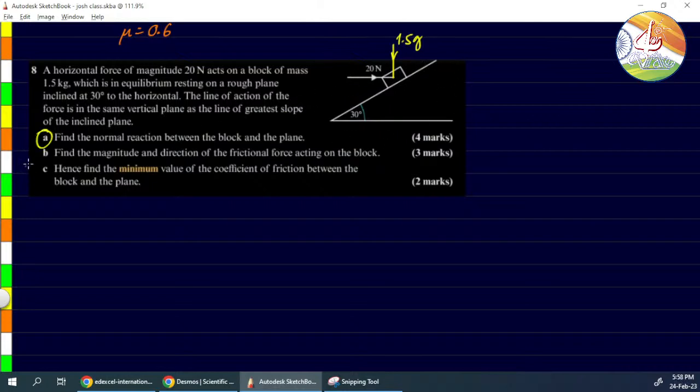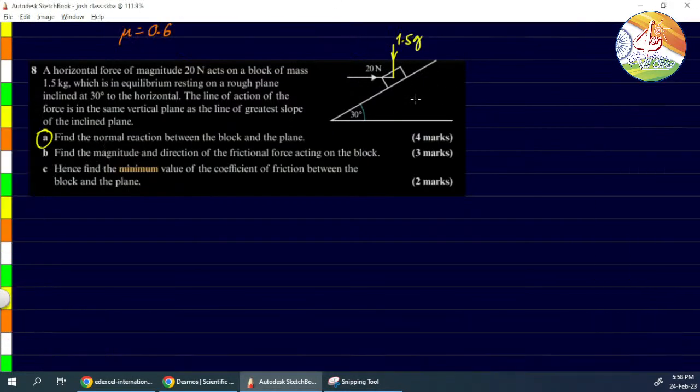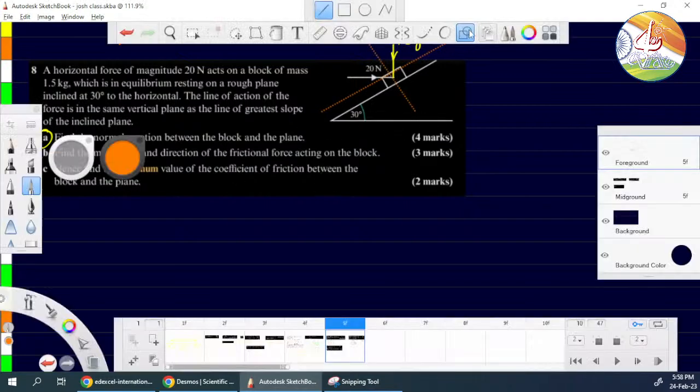Now A bit, he wants us to find normal reaction between the block and the plane. So has he told anything about friction? Last bit is about friction. Let's first find the normal reaction. So in order to find normal reaction, we have to take what direction? XY now. So this is our x direction and this is our y direction, right?